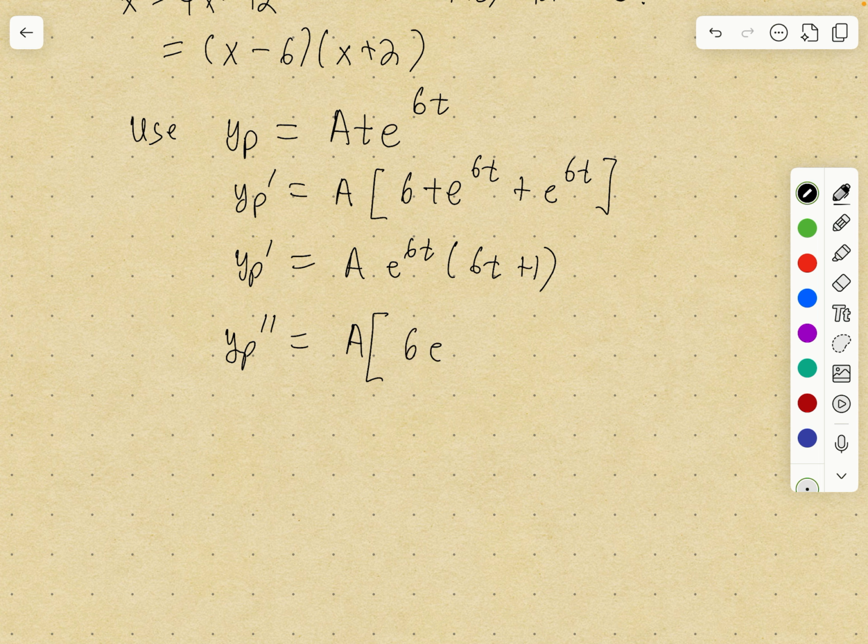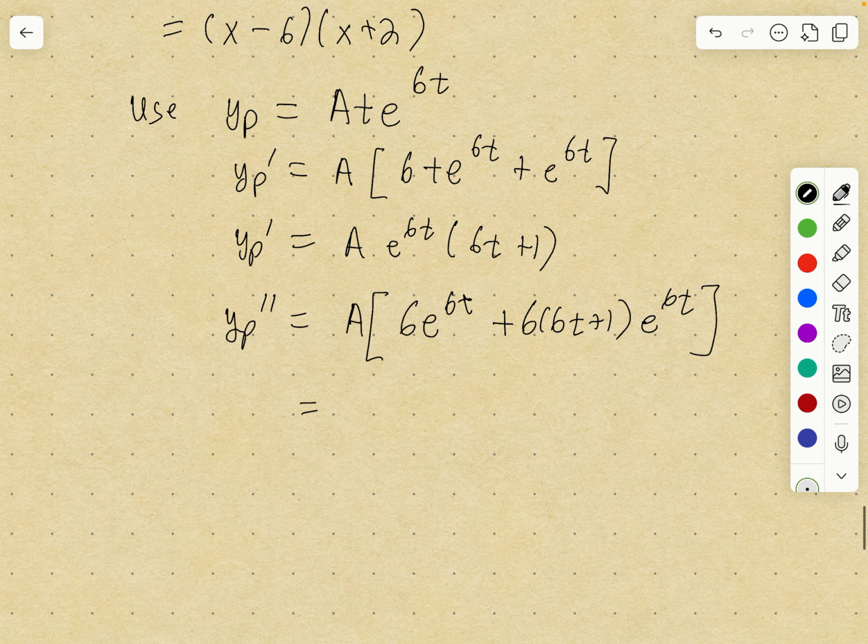So I'm going to get 6 e to the 6t times 6t plus 1 plus 6 e to the 6t. Okay, I'll do the first function times the derivative of the second, so it's e to the 6t times 6, and then plus the second function, 6t plus 1, times the derivative of the first, so I'm going to get 6 and then e to the 6t. There we go.